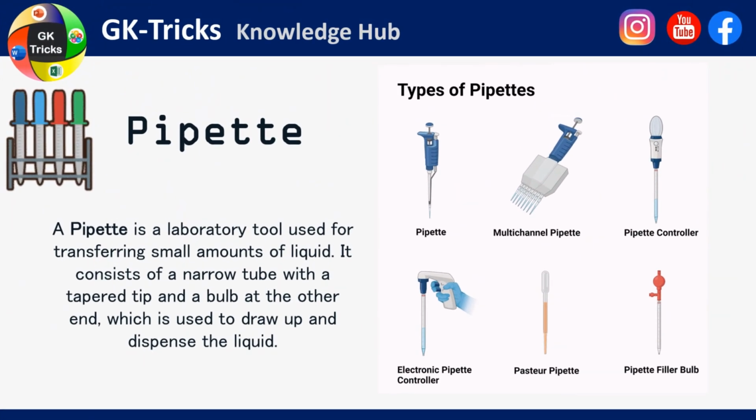Pipette. A pipette is a laboratory tool used for transferring small amounts of liquid. It consists of a narrow tube with a tapered tip and a bulb at the other end, which is used to draw up and dispense the liquid.